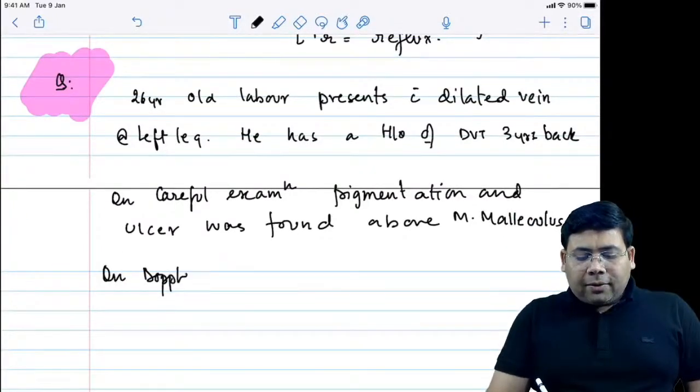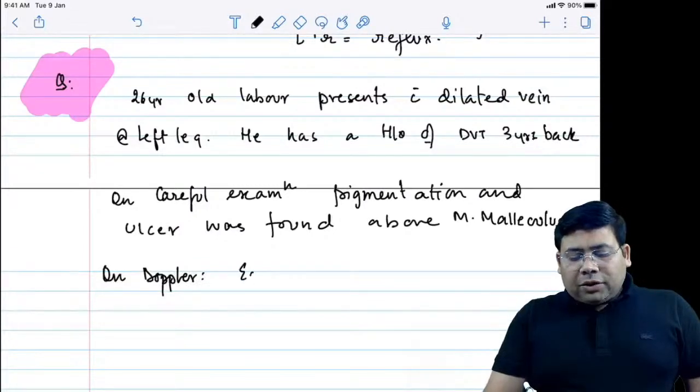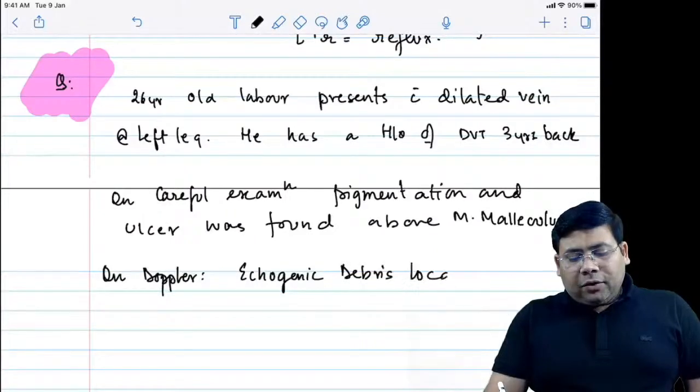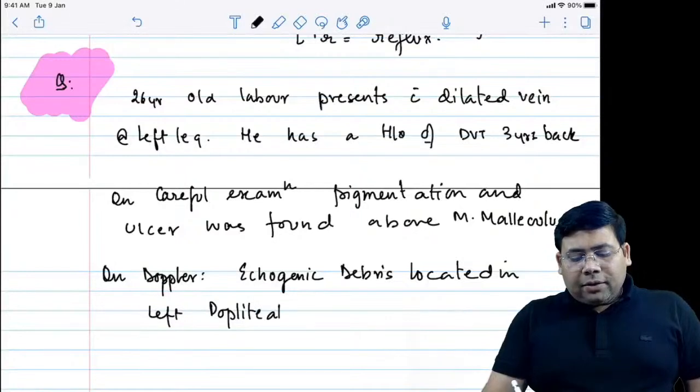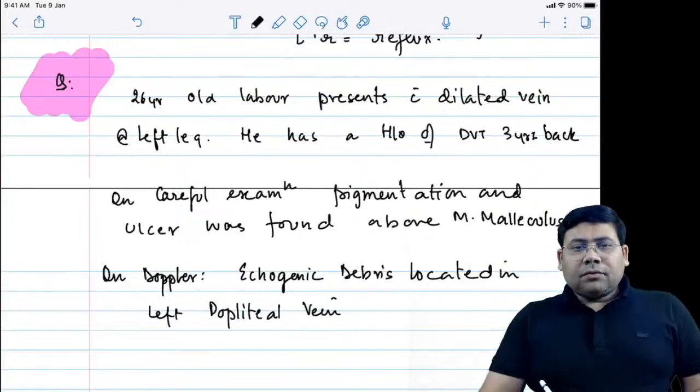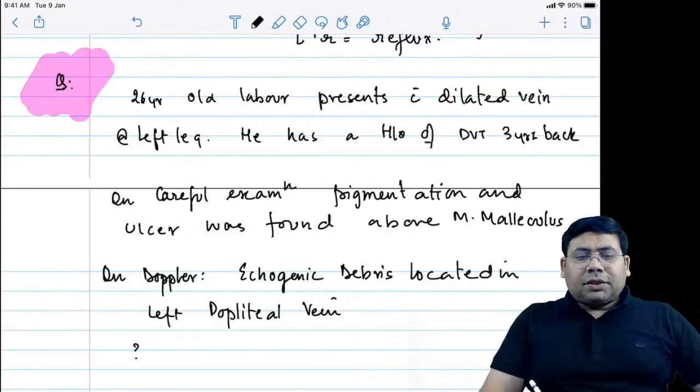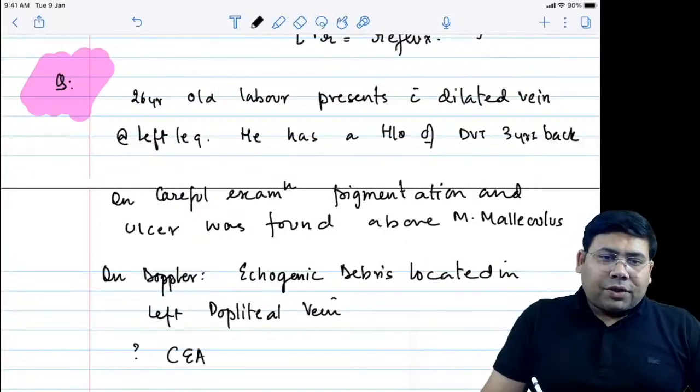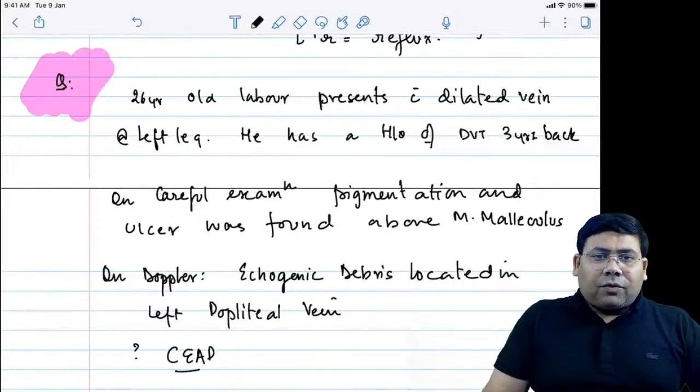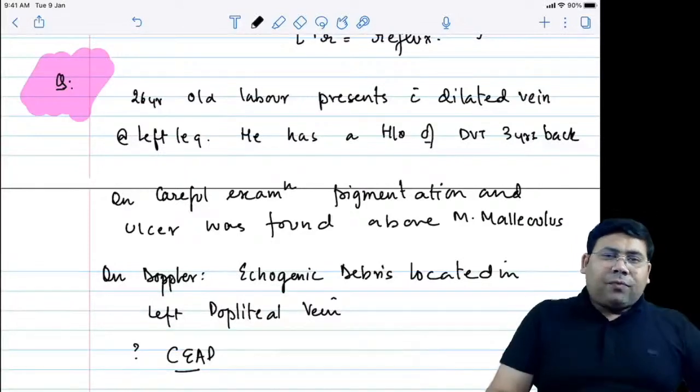On Doppler, echogenic debris located in the left popliteal vein. Tell me, what is the C for this patient? Come on. This is a very good question. Tell me, what is the C for this patient?